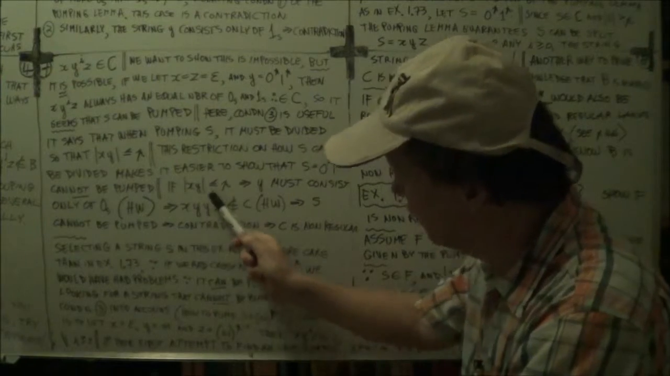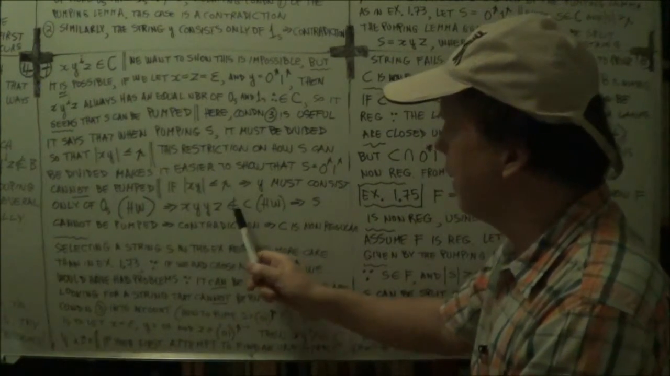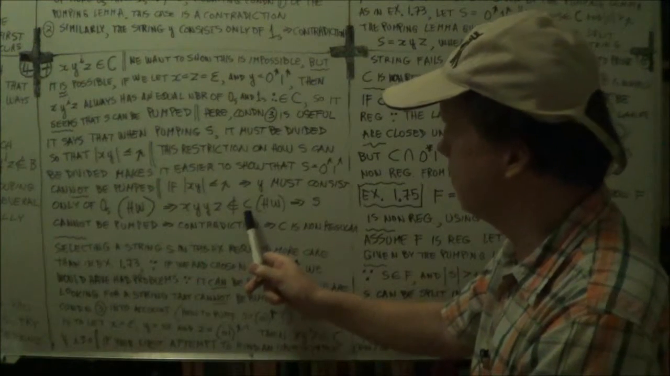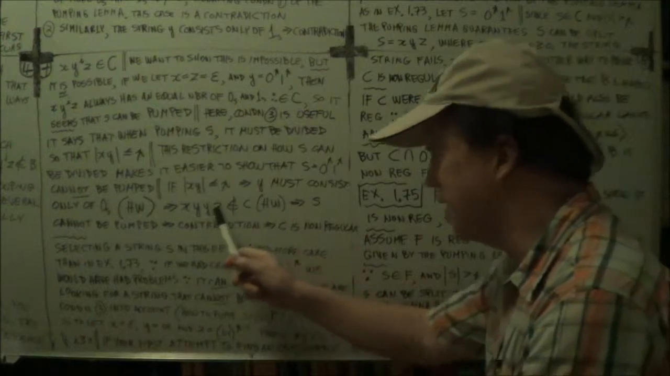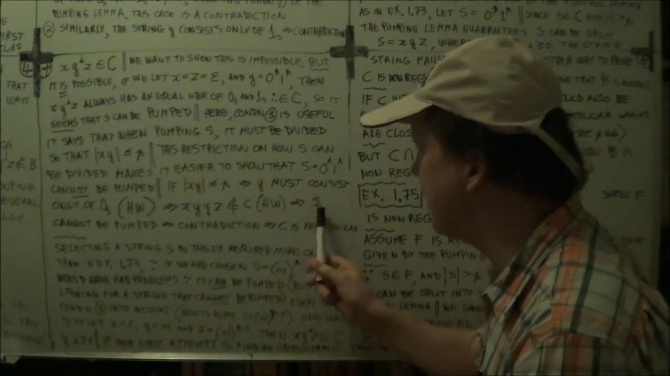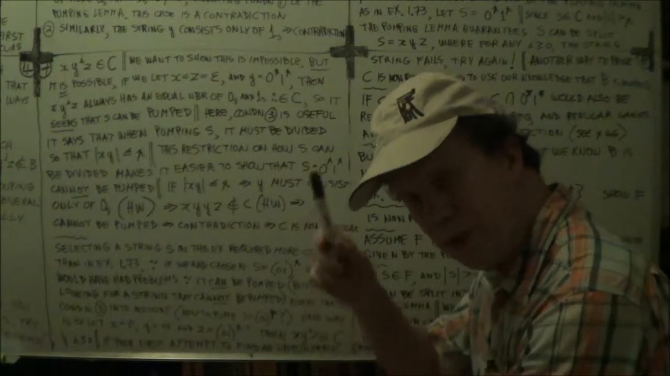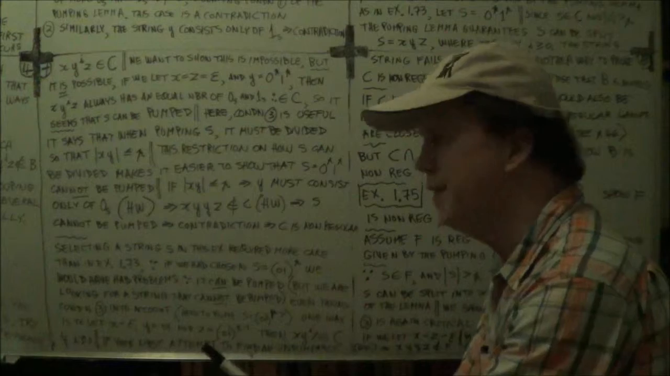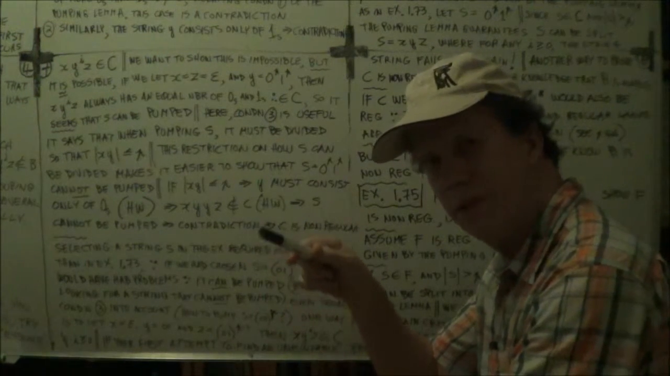Well, that doesn't have an equal number of zeros and ones. Therefore, this pump string cannot belong to big C. I'll ask you to, well, I've just done it, so you don't need to do that for homework. So that implies that S cannot be pumped. In other words, you've found a string S whose length is larger than the pumping length, P.